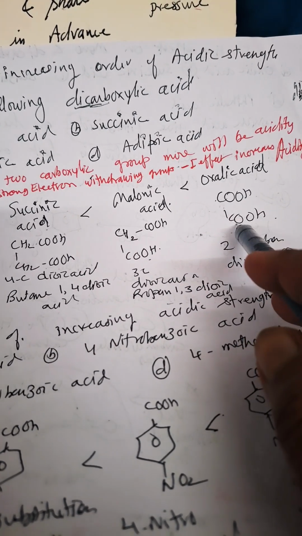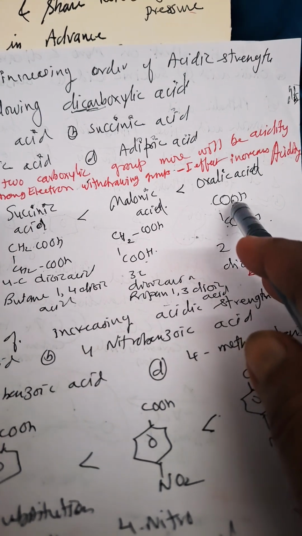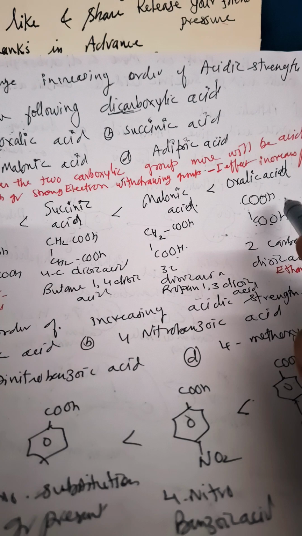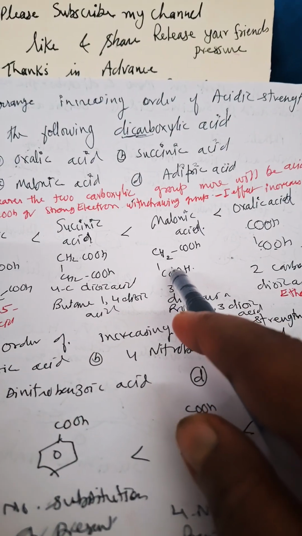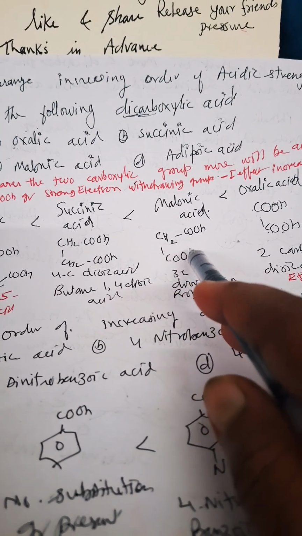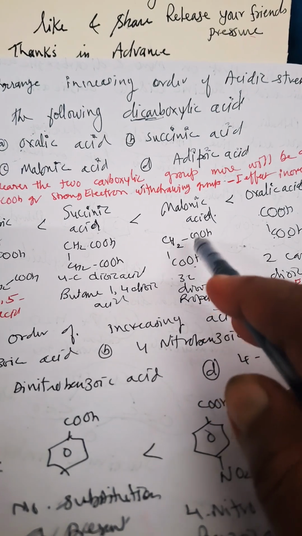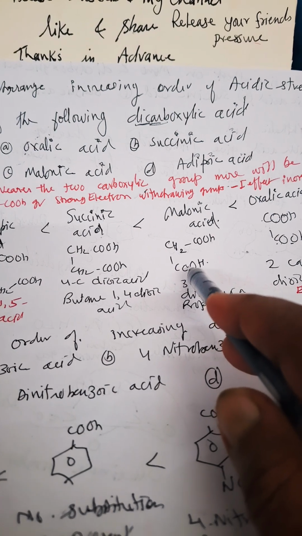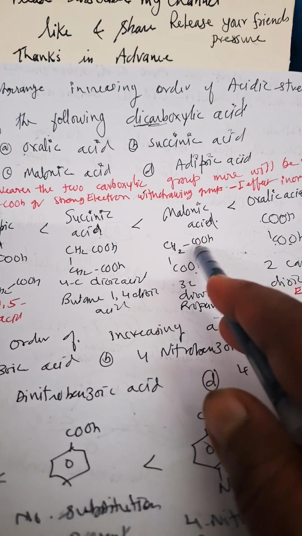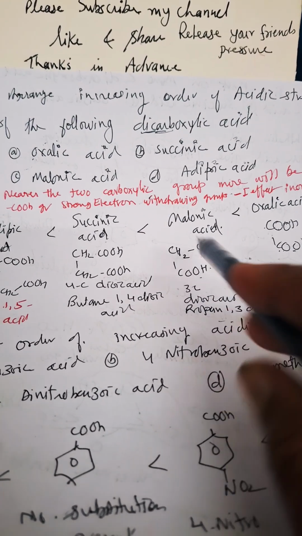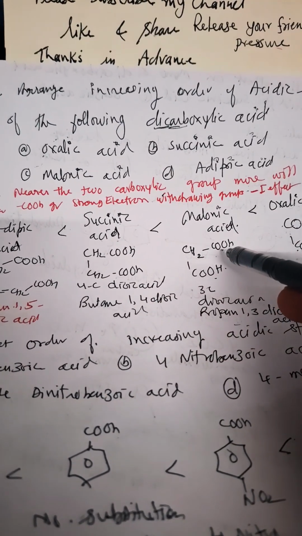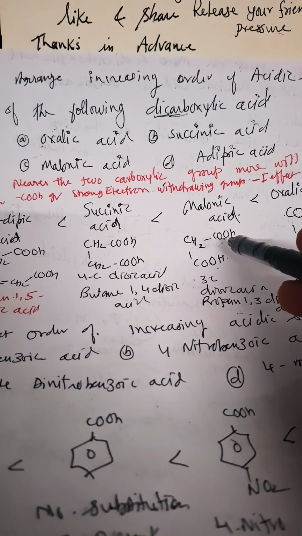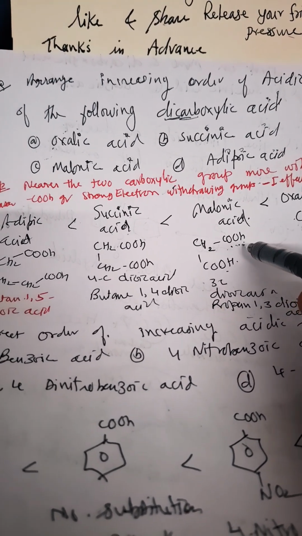So which has the nearest COOH? This is a strongly electron withdrawing group, it will make the OH bond very polar, and H release will be very easy. Most acidic is oxalic acid, followed by malonic acid. Why? Because it is propane 1,3 dioic acid, so this is a strong electron withdrawing group and increases the acidic nature of this carboxylic group. Because the minus I effect will make the release of H positive easier.